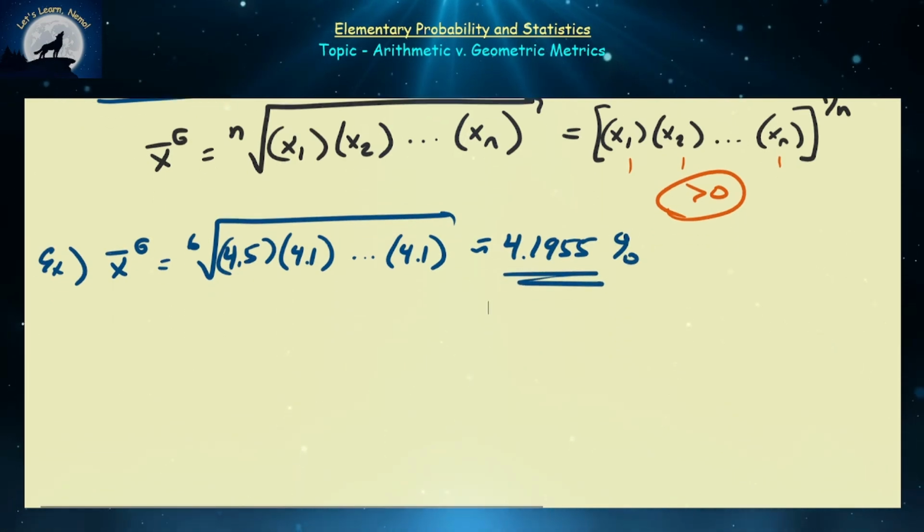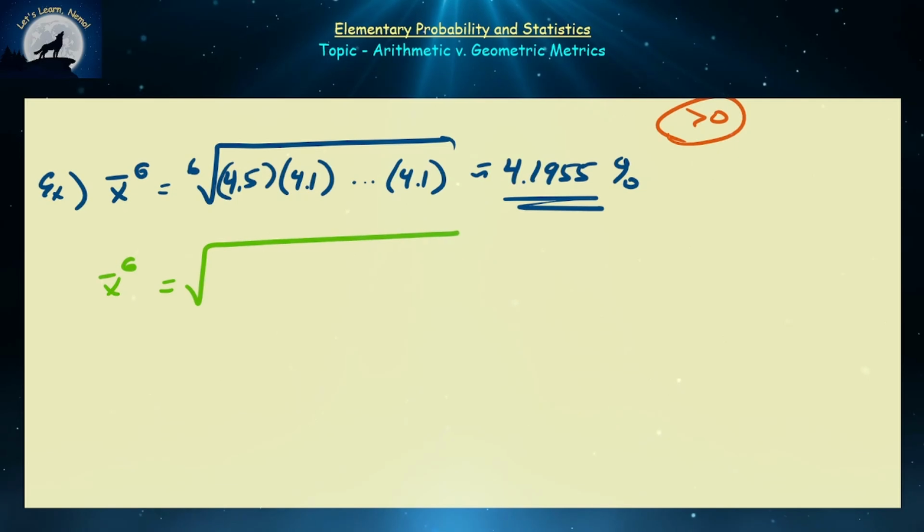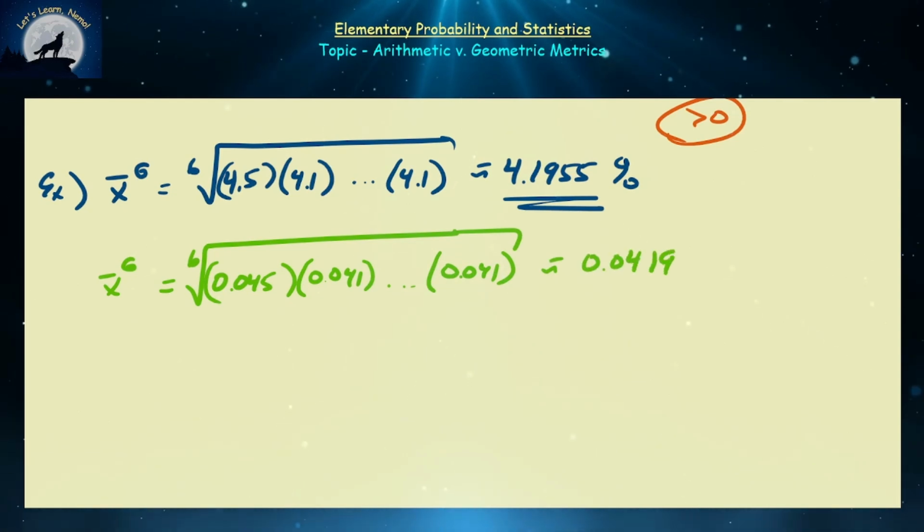Now you might be thinking, will you get the same answer if you convert them to decimals and then calculate the geometric mean? Well, you can find that the geometric mean, if you convert to decimals first, would be what? So that's 0.045, and then 0.041, all the way down to 0.041. And once you take the 6th root of that, that's going to come out to approximately 0.041955, which, as you can clearly see, are the same. Right, so that's actually very, very neat.